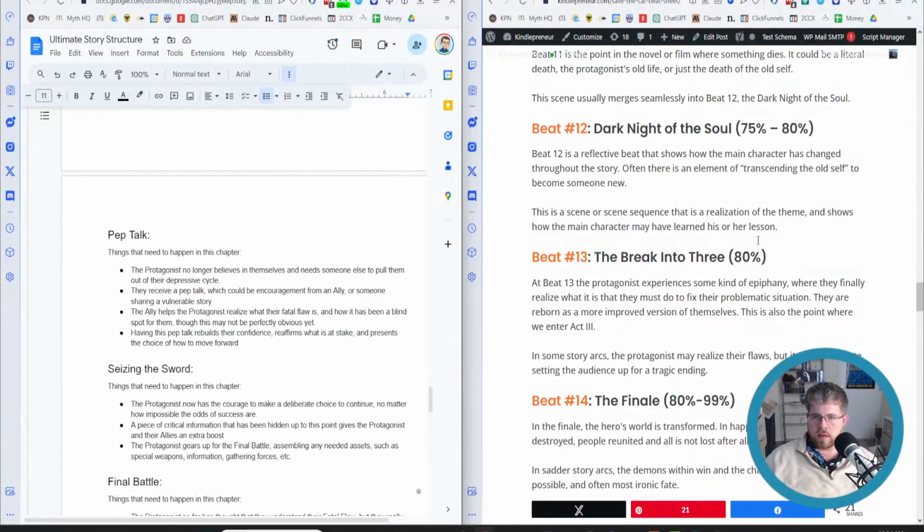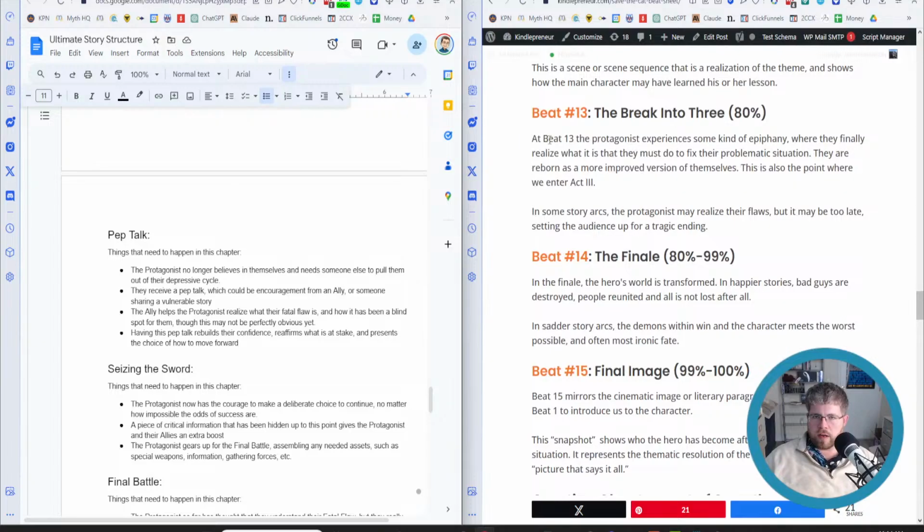Seizing the sword. Break into 3. At beat 13, the protagonist experiences some kind of epiphany where they finally realize what it is that they must do to fix their problematic situation. They are reborn as a more improved version of themselves. That's like Joseph Campbell's resurrection, right? This is also the point where we enter Act 3.